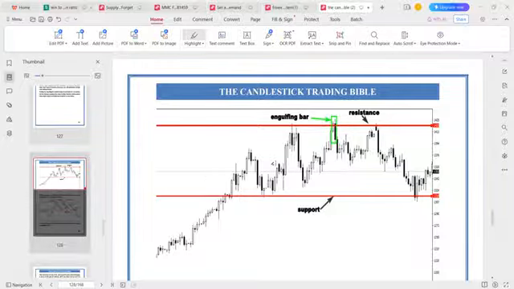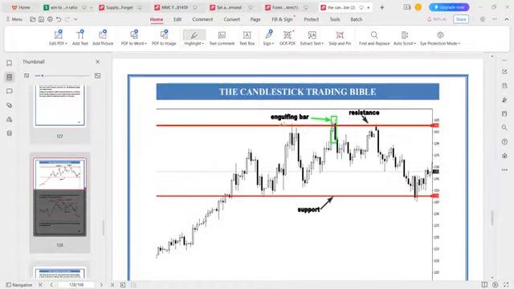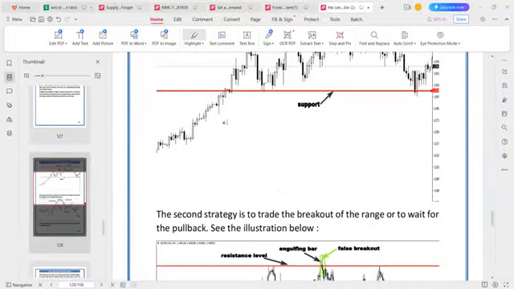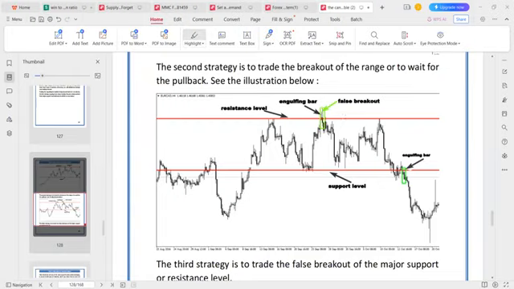So continuing with this, the second strategy is to trade the breakout of the range or to wait for the pullback. The first, we're trading within the range, right? Then the second strategy is to trade the breakout of the range or to wait for a pullback, as illustrated before. On breakouts, you should know they can be fake outs. A fake out is a false breakout whereby price breaks out of a high, but then comes right back below. A clean breakout is when price actually breaks out, then uses that same level as a retest and continues going the other way.